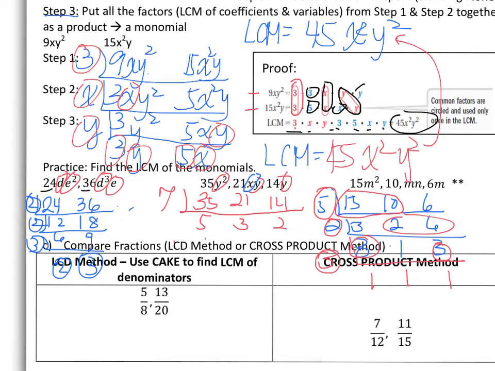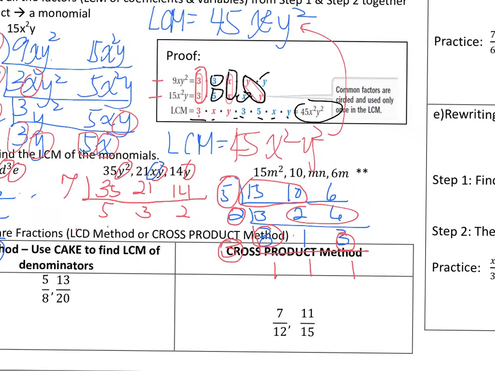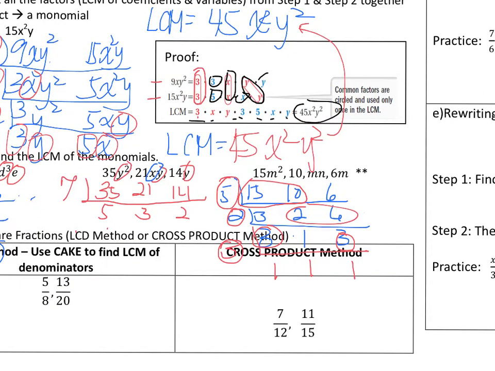So our LCM will be 30. Okay, and we have m squared, m, and m. We take m squared, and we've got a lonely n here, and then we keep it. Alright, and that's our answer. Okay, so we should move on to the next one.